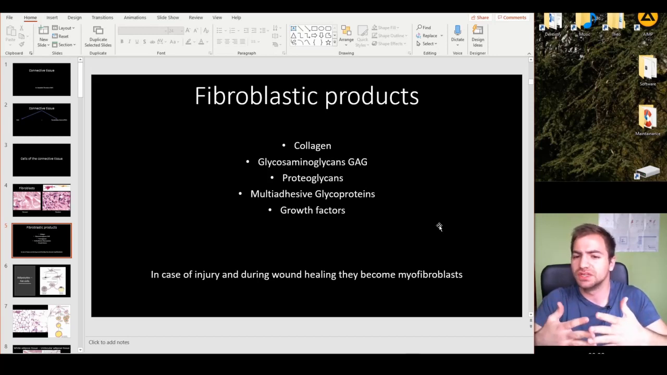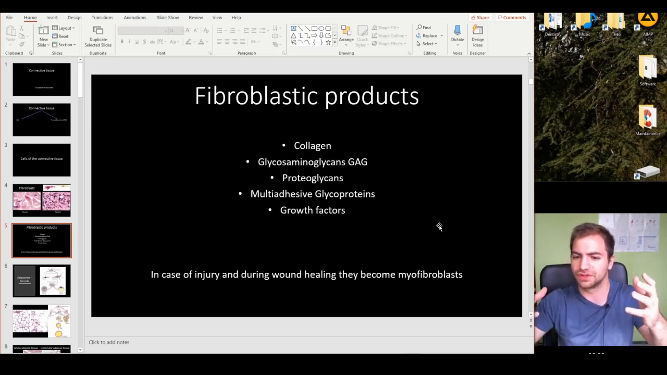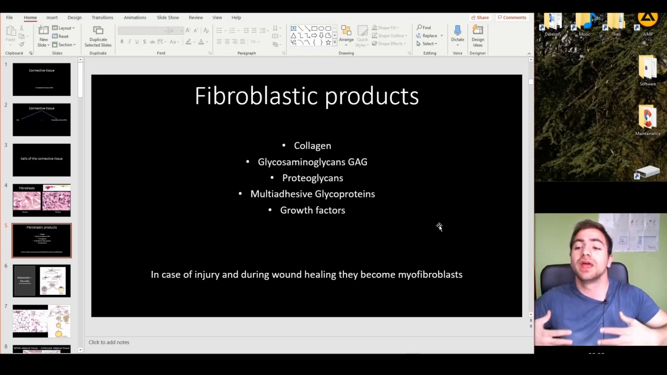Now they produce other parts of the ECM, such as glycosaminoglycans, proteoglycans, multi-adhesive glycoproteins, and growth factors. We'll discuss all these contents of the ECM in detail next, but very quickly, the glycosaminoglycans along with the proteoglycans create the scaffold and the matrix in which the connective tissue is going to be produced and formed. So these components, along with the glycoproteins, structure and practically put the pillars of where the connective tissue is going to grow and how it is going to grow and what it's going to grow into.